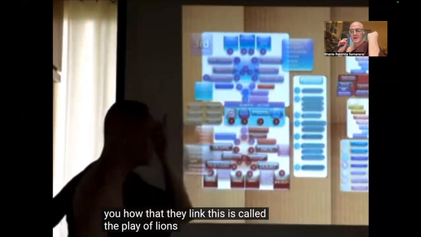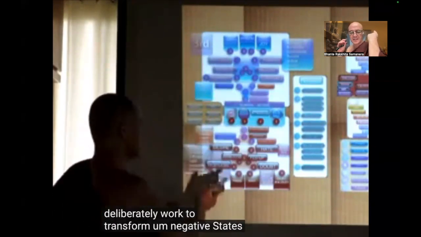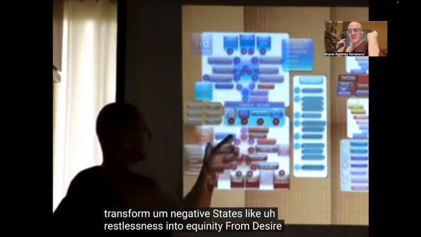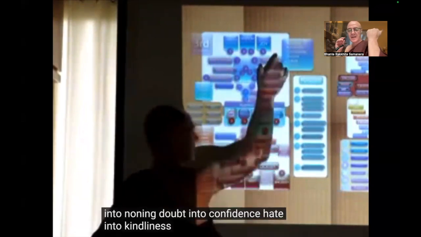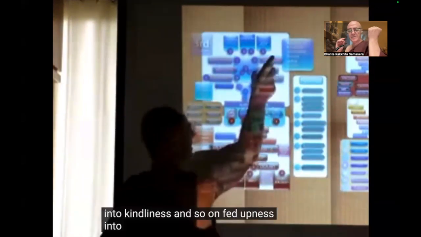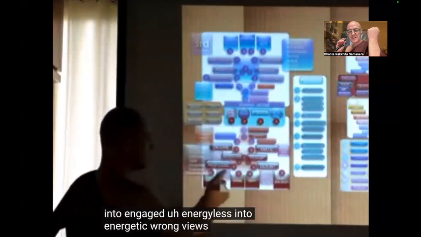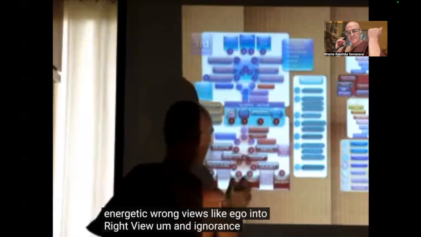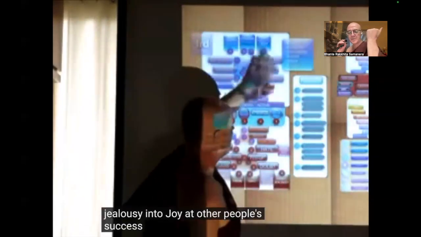This is called the play of lions, where you train to transform negative states like restlessness into equanimity, desire into non-clinging, doubt into confidence, hate into kindliness, and so on: fed-upness into engagedness, energylessness into energeticness, wrong views like ego into right view, ignorance into wisdom, jealousy into joy at other people's success.